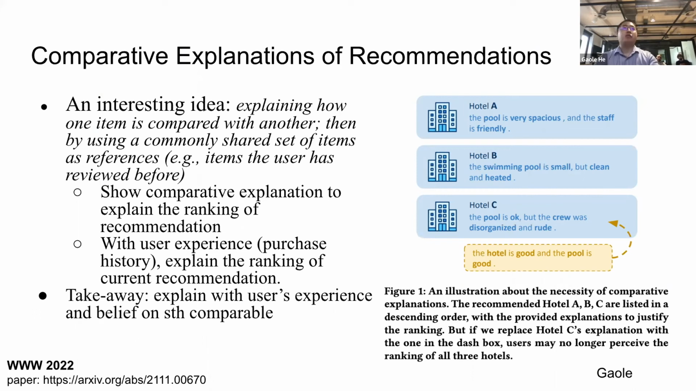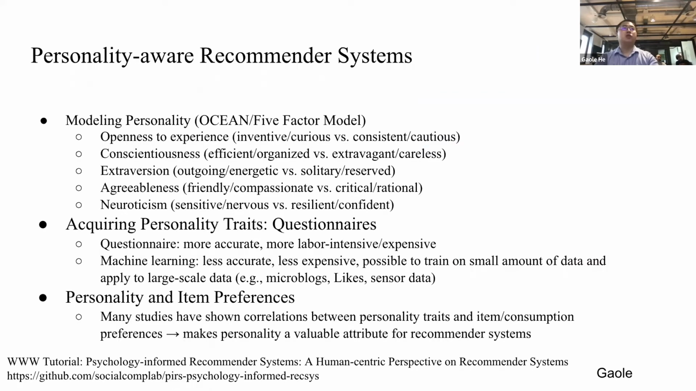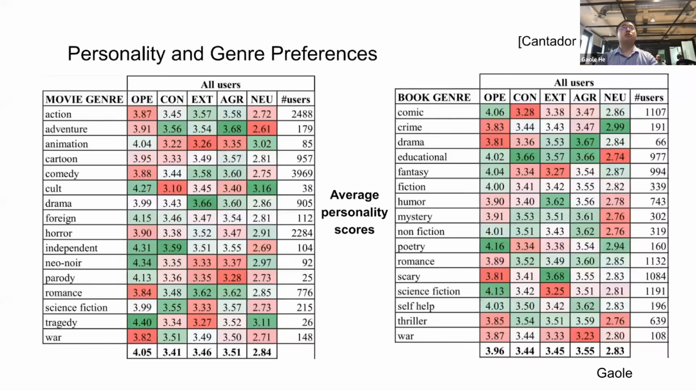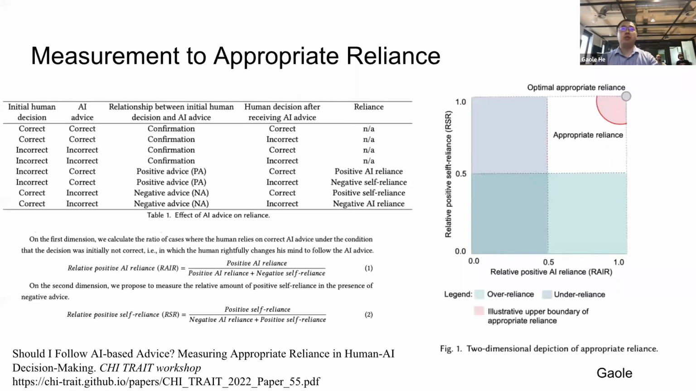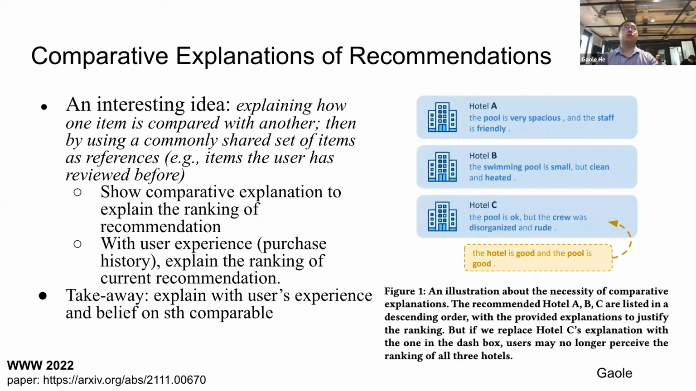Yeah, actually today I will go through two parts with recommender systems and one part with the measurement of appropriate reliance. So this one is a paper I found, and I think this idea is relatively interesting. Actually, they try to provide recommendations to users, like, with your experience, we want to recommend you maybe some other hotels you may like.